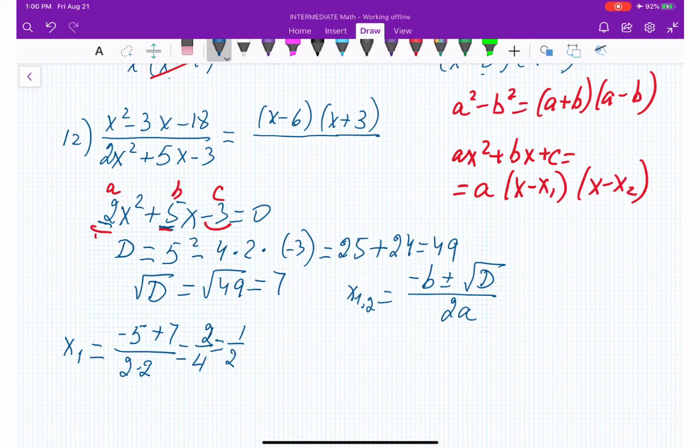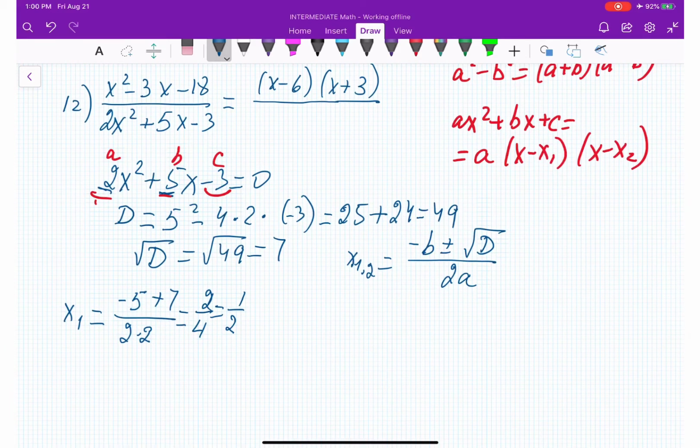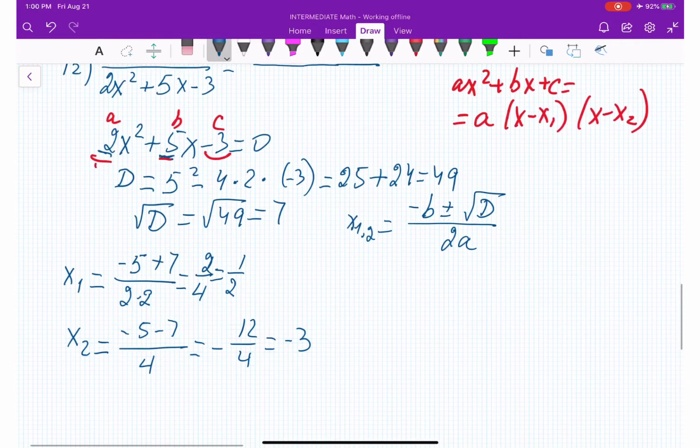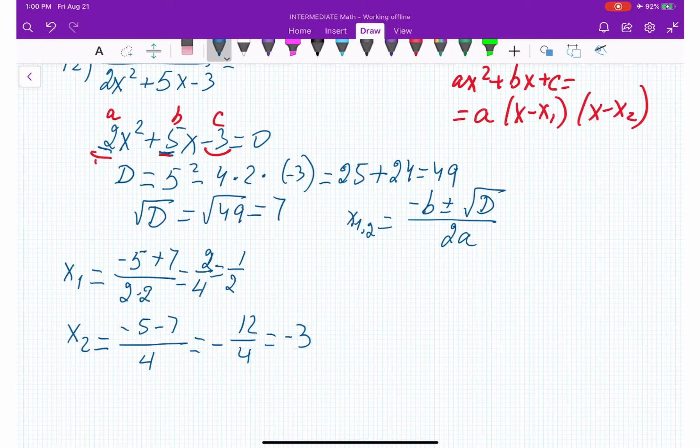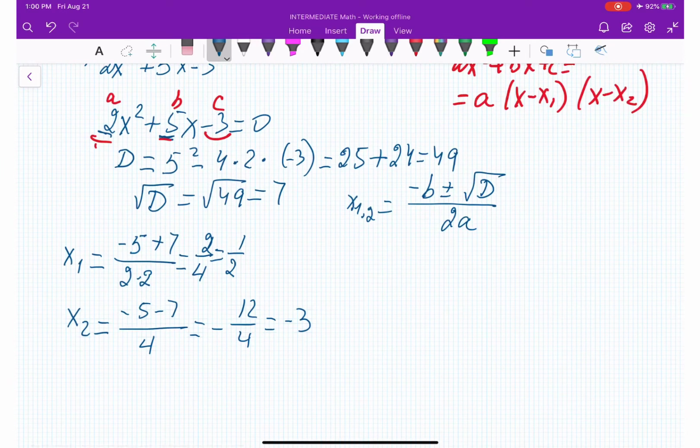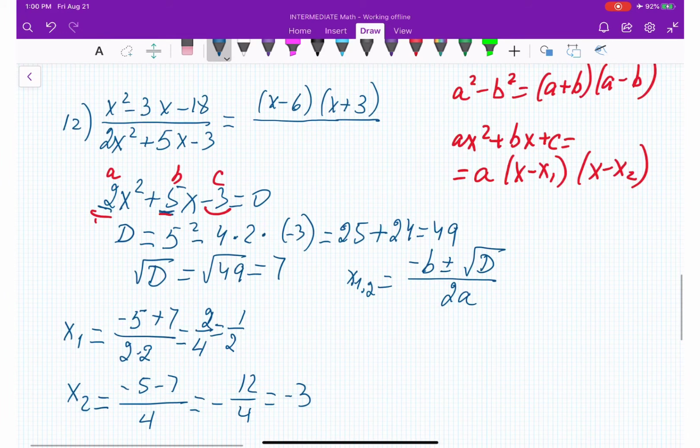Okay. And x2 is going to be equal to negative 5 minus 7 over 4 again, which will be negative 12 over 4, which is going to be negative 3. All right? So, okay, let's break down here, coming back.